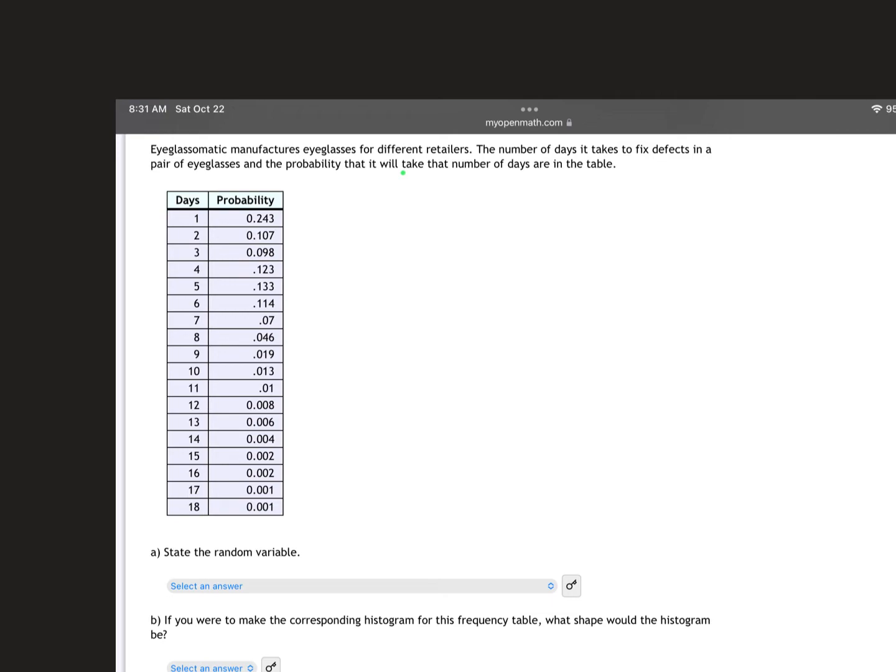anyway, first we are going to take the number of days it takes to fix ICOS probability at their table.